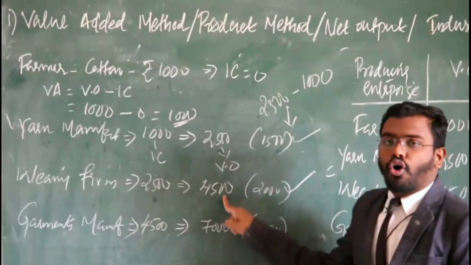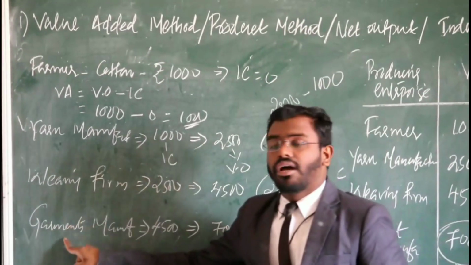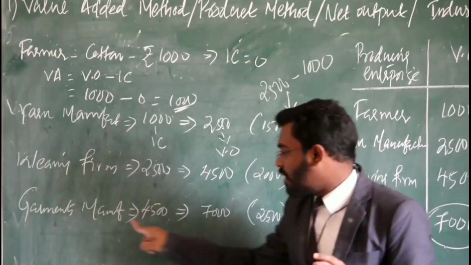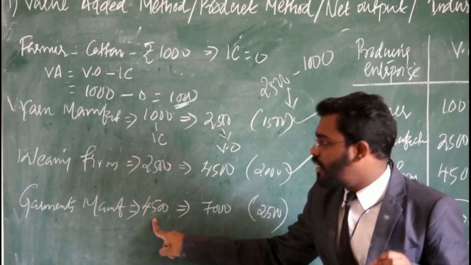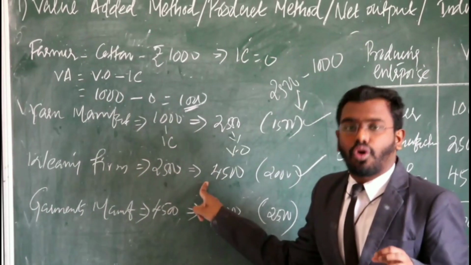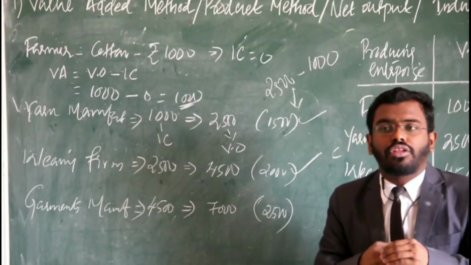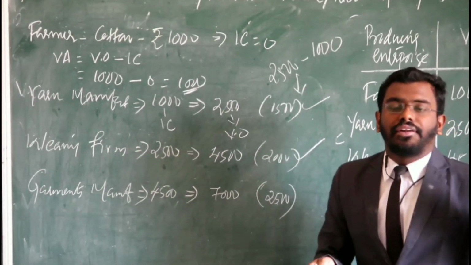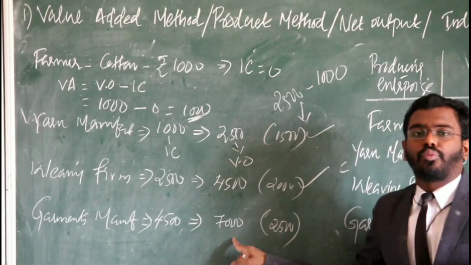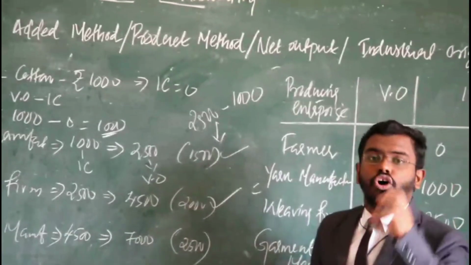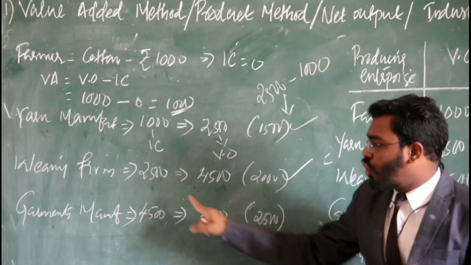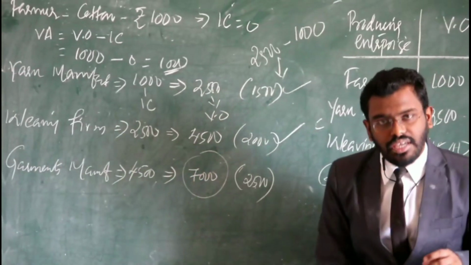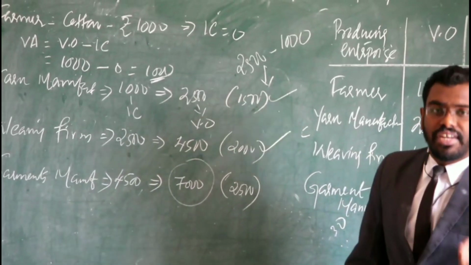And this cotton cloth was purchased by the garment manufacturer. So what is the raw material of the garment manufacturer? That is 4,500 rupees cotton cloth, and he converted that cotton cloth into different varieties of garment and sold into the market at rupees 7,000. So garments is the final output of this garment manufacturer. His price is rupees 7,000, or his value is rupees 7,000.